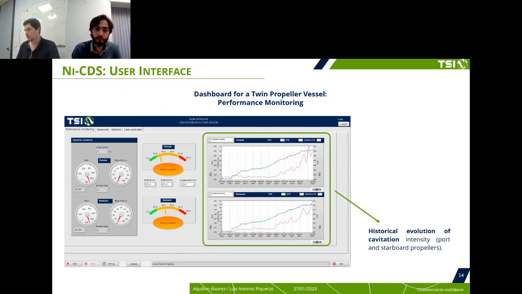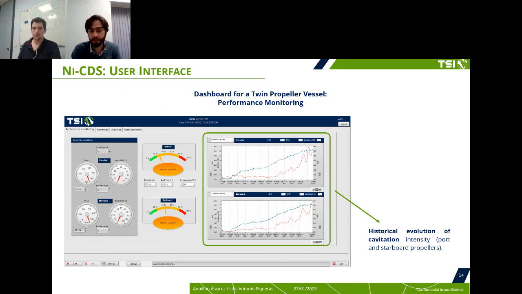In these graphs, you see the historical evolution of the propeller performance and where cavitation starts appearing. As I said before, the system doesn't prevent the appearance of cavitation. The system only helps the crew to understand in which situation this phenomenon starts occurring. So this is very important.